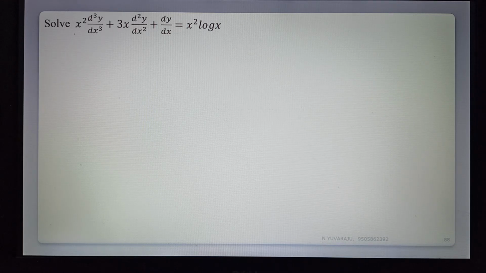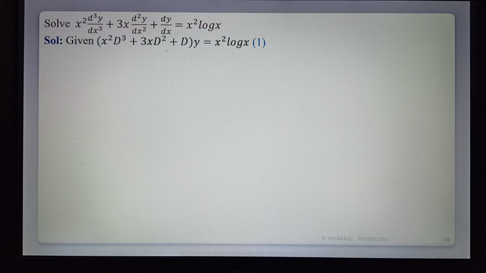So this is the given equation. Take the operator form: x square D cube plus 3x D square plus D into y is equal to x square log x. Now observing whether this is Cauchy or not. Here x square D cube, you would need x power 3 for D power 3, but it is not the same. And here x D square plus D, but there is no x. So an x power is missing. So now to convert to Cauchy's form, multiply with x on both sides.